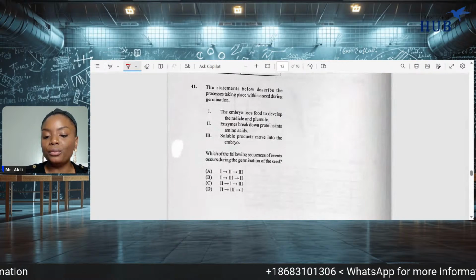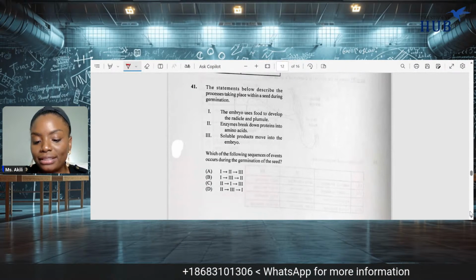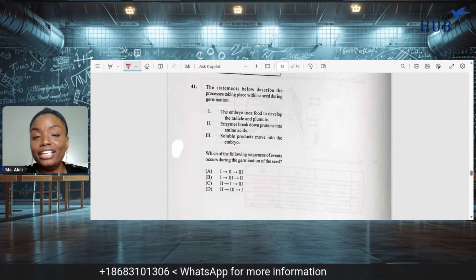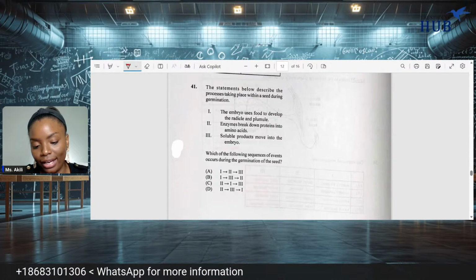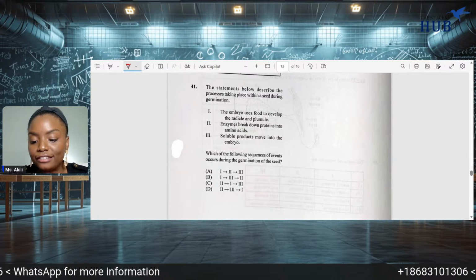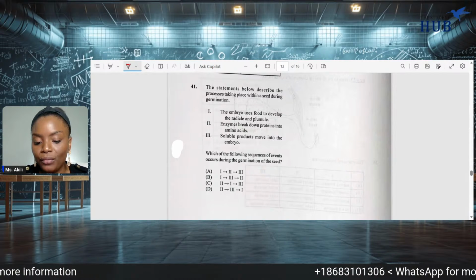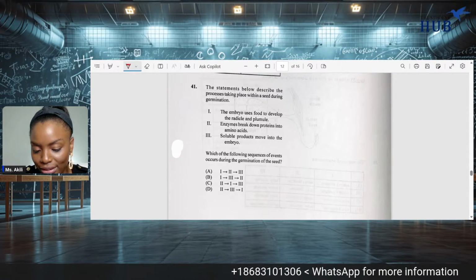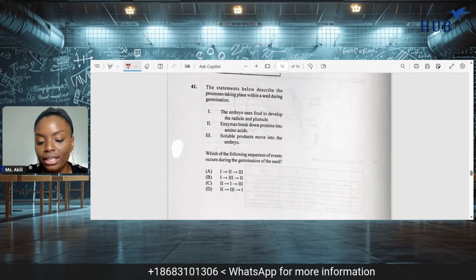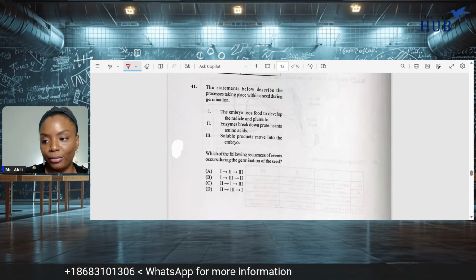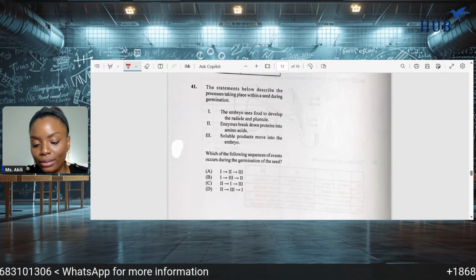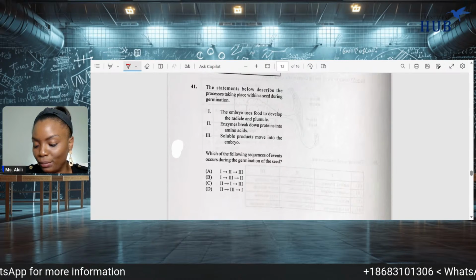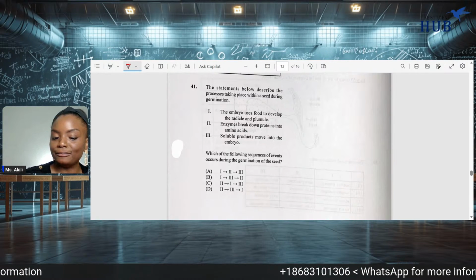41. The statements below describe the processes taking place within a seed during germination. We have 1, the embryo uses food to develop the radicle and the plumule. 2, enzymes break down proteins into amino acids. And 3, soluble products move into the embryo. It says, which of the following sequences of events occurs during the germination of the seed?